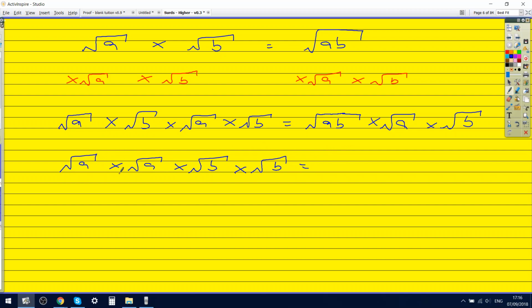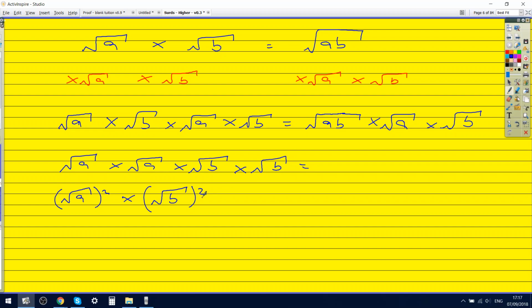Any idea what this will simplify down to on the left? Root a times root a. What is the short way of writing something times itself? Squared. And so the square root of a squared times, short way of writing the next bit? So this is the square root of b squared.